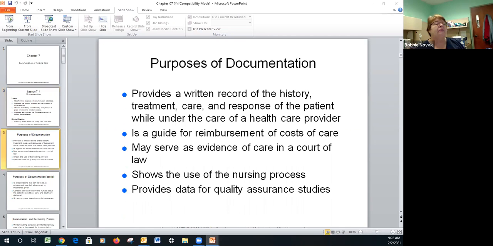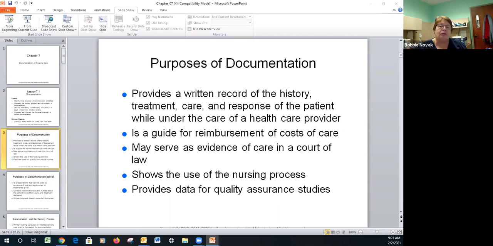The purpose of documentation gives us a written history of the treatment, the care, and response of the patient while under the care of the healthcare provider. Remember, your patient's chart is a legal document. So this is the history of what you did for this patient. If it was not documented, it was not done. So if you forgot to sign out your meds, you didn't give them. If you don't document on a change in condition, then you didn't see it, okay? So it's very important for you to get that history in the chart, okay?